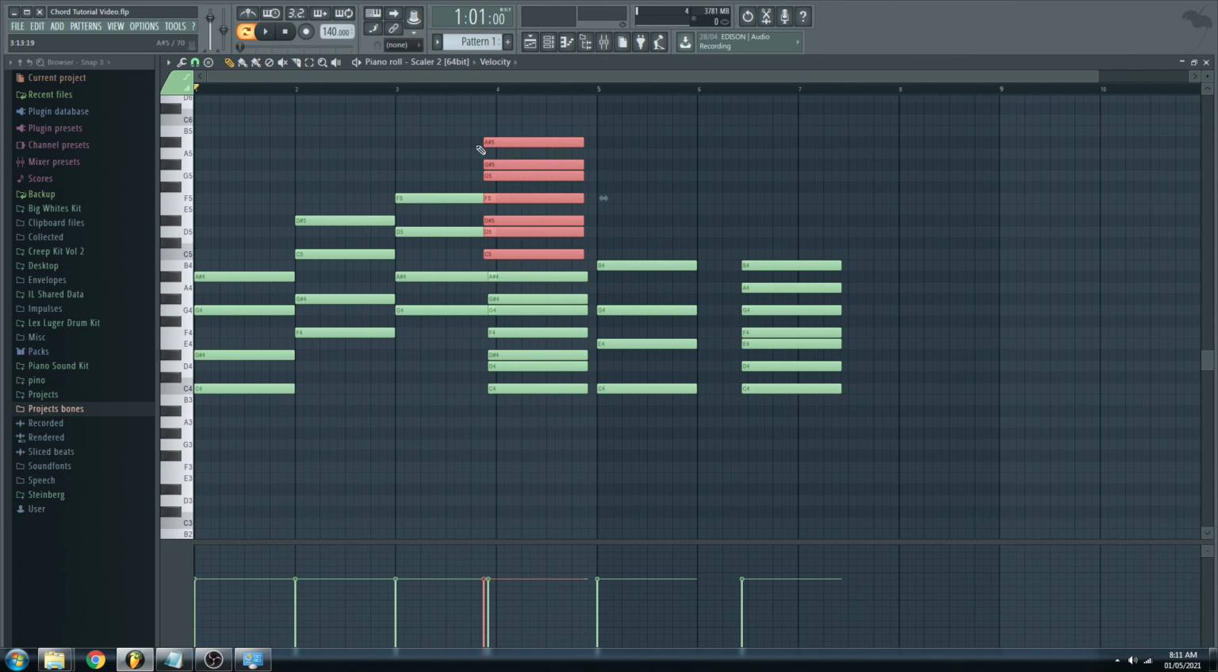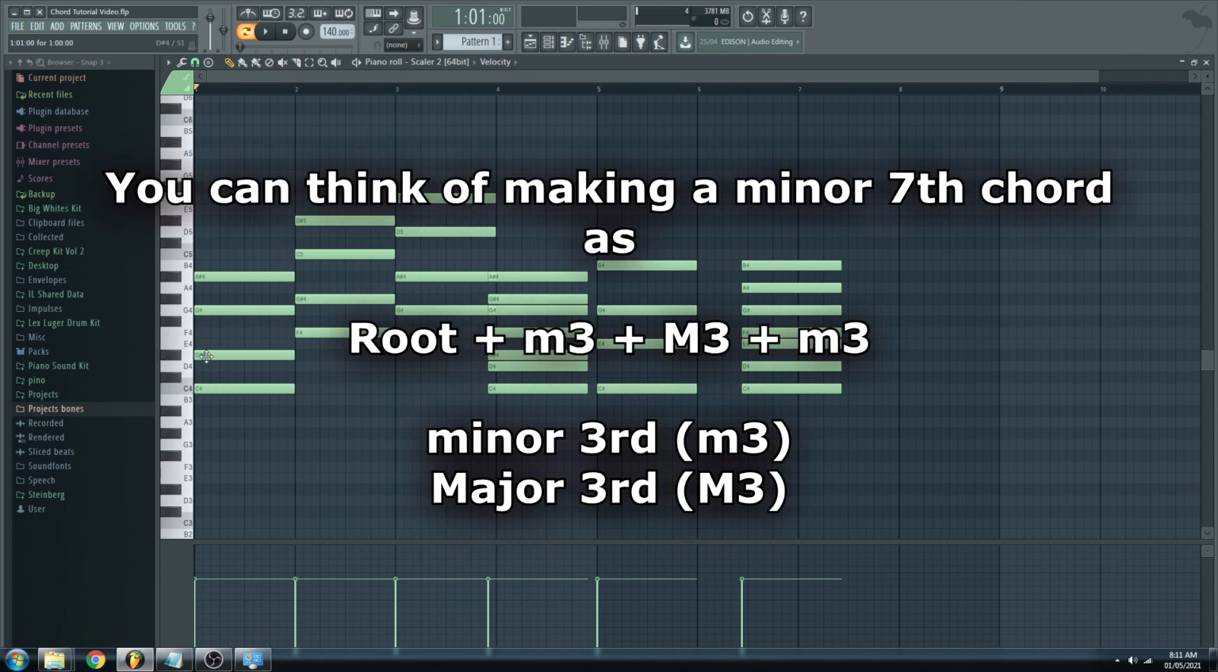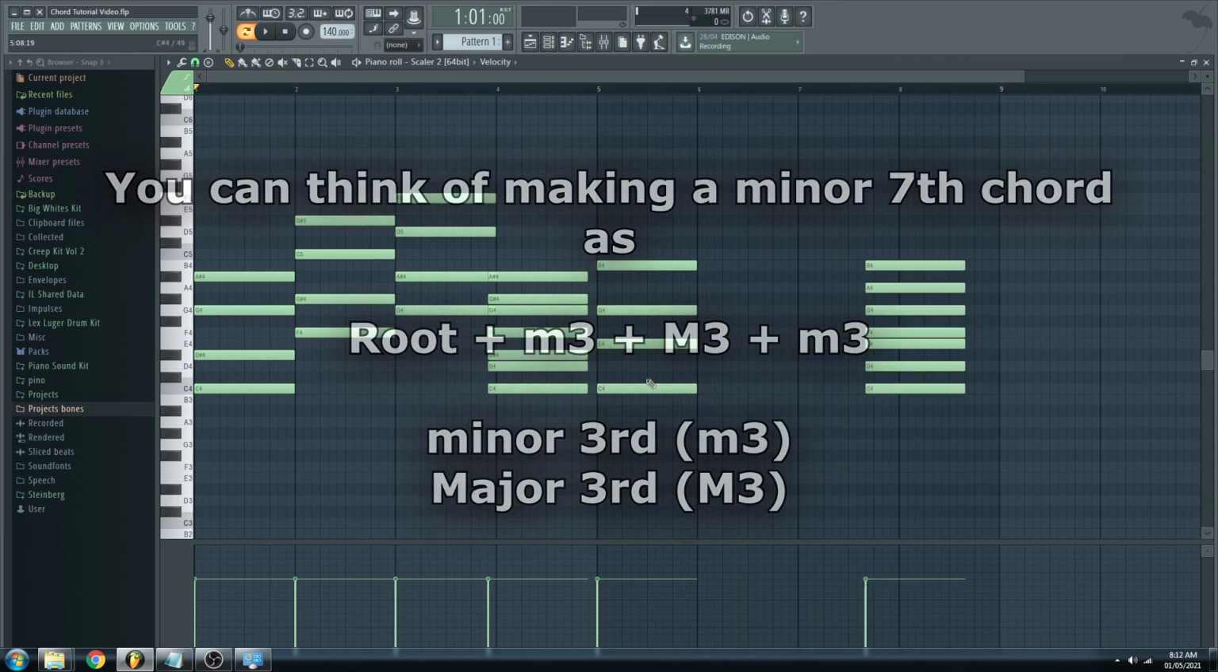So if you want to make a seventh chord, you can think of it as 10 semitones above your root note. Or some people like to think of it, if you're playing a minor seventh chord, as your root, then a minor third, a major third, and then another minor. That would also give you your seventh chord. It would be the opposite for major.